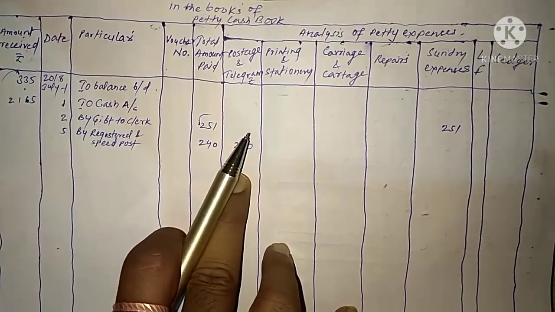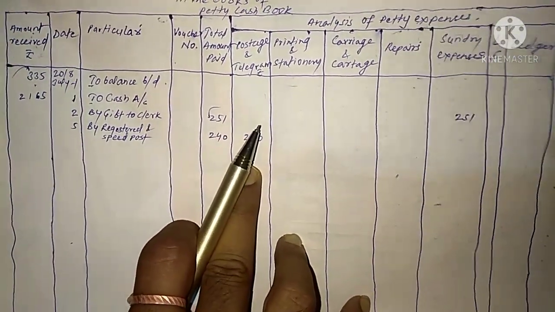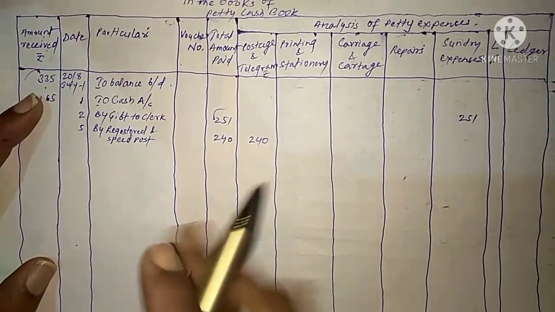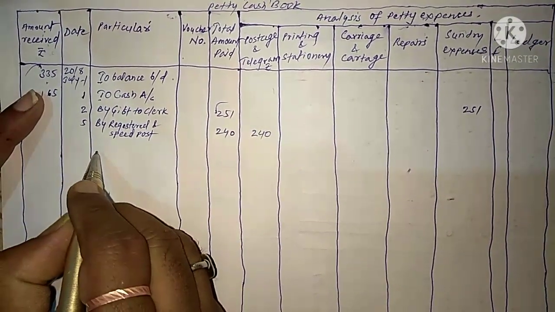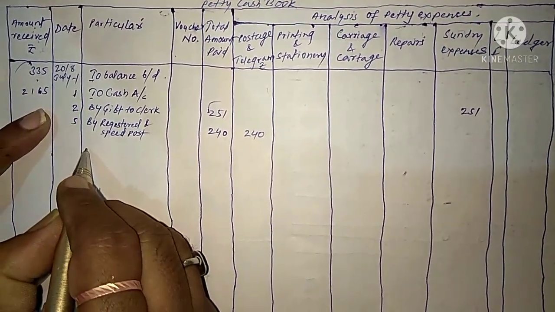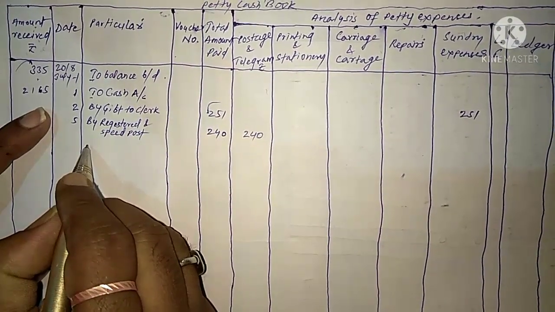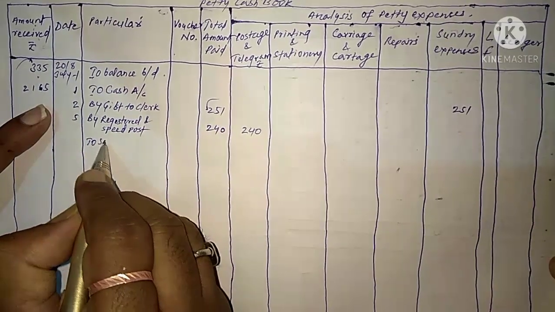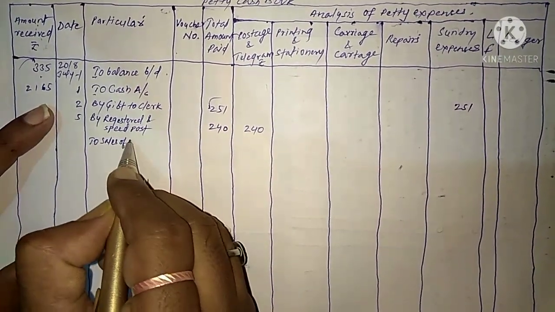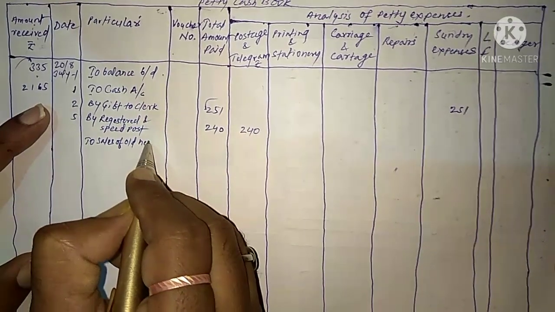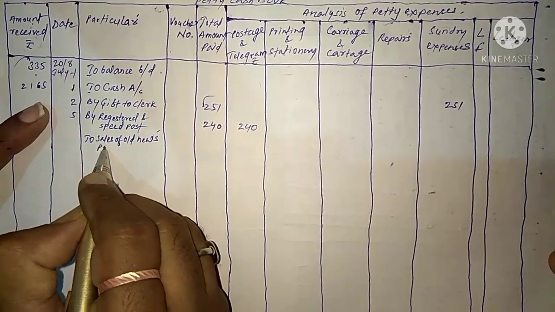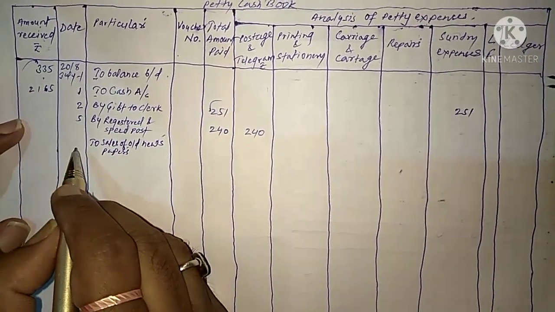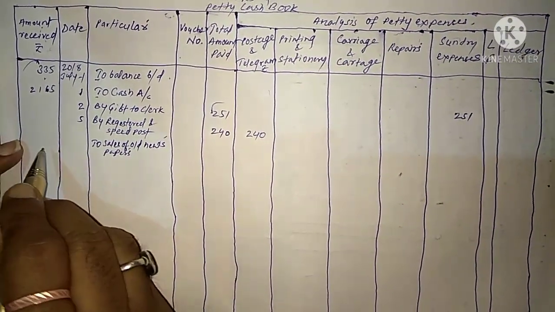And then the transaction on 6th, that is sold old newspaper. So in particular here sold किया है तो amount आएगा, amount आ रहा है, then we have to show this to the particular to sales of old newspaper. And amount we have to write to the receipt side, that is 100.